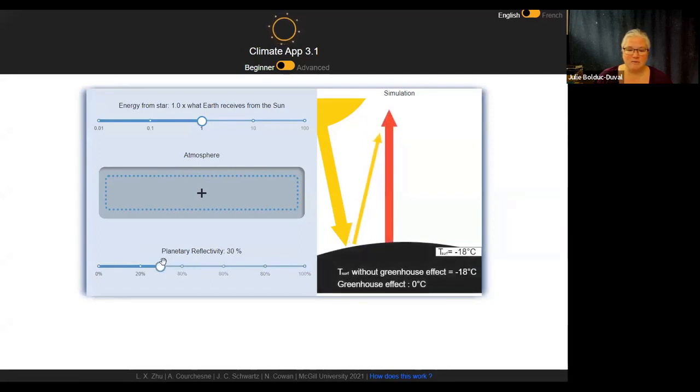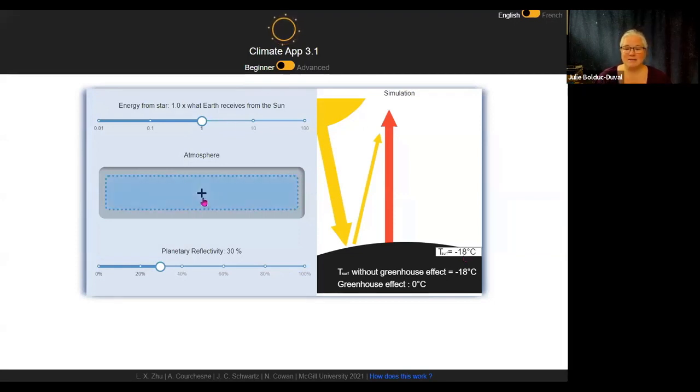If I come back to 30%, this is actually a simulation of what the Earth would be like without an atmosphere. So without an atmosphere, the surface of the Earth would be minus 18 degrees Celsius. So there is some greenhouse effect happening in the atmosphere, and it's a good thing at first because it warms up the planet enough for us to live. Of course, now with the burning of fossil fuels, the greenhouse effect is stronger, and that causes a problem.